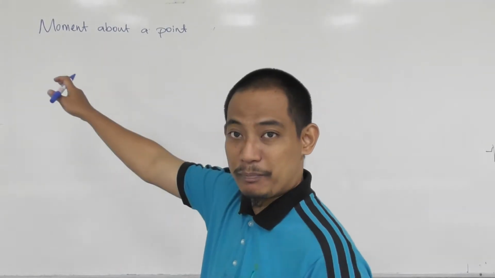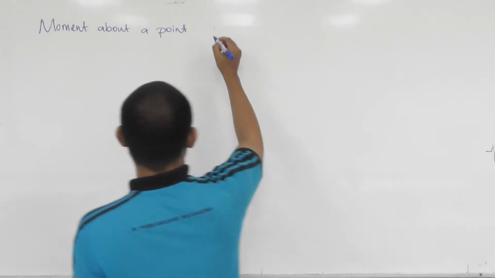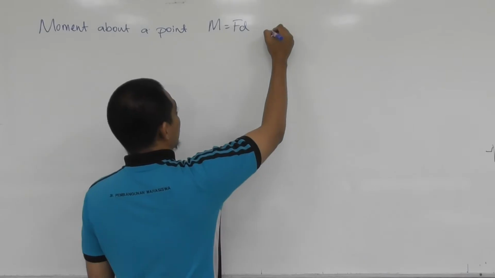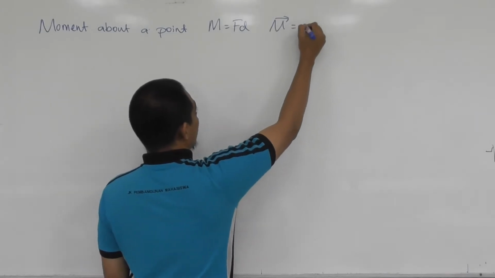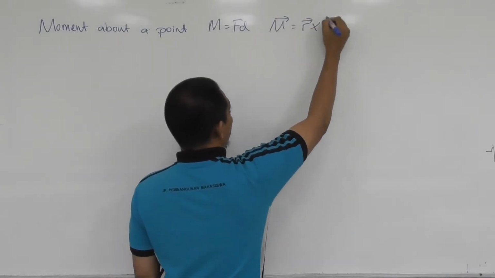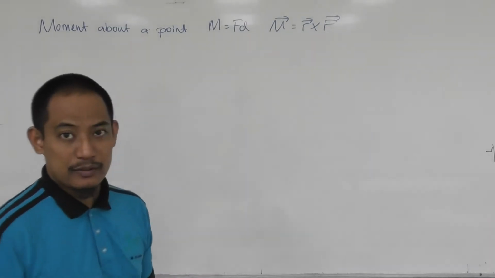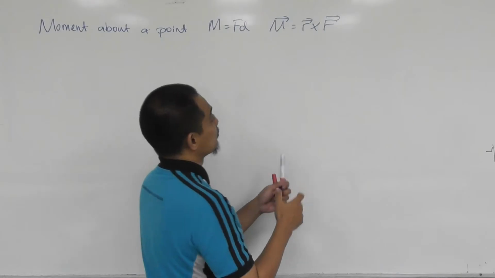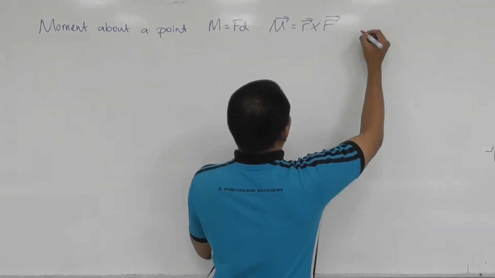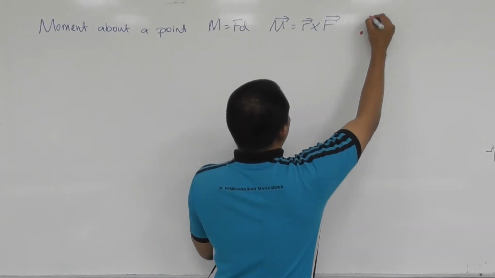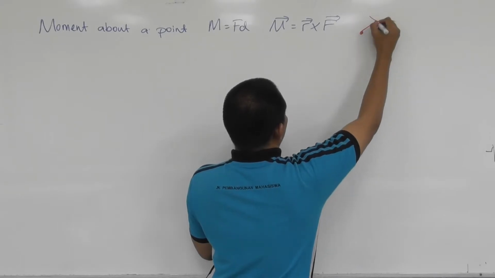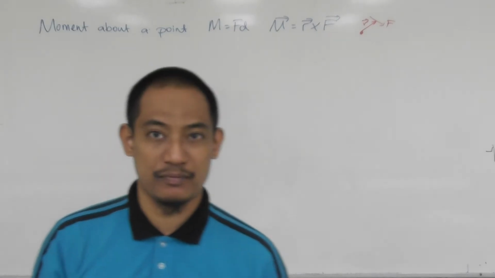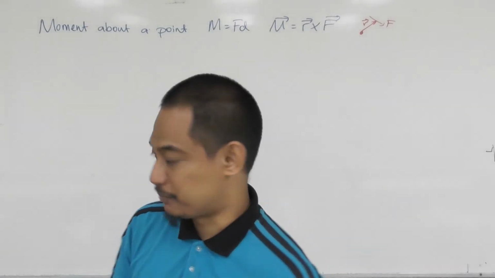Anyway, so moment about a point. So hopefully you still remember. In terms of scalar, it's M equal to F times d. Vector will be M equal to r cross F. Right? And this r cross F is basically, if you were to visualize it, from a point to the force. r will be from the point to the force, right? So that's moment about a point.